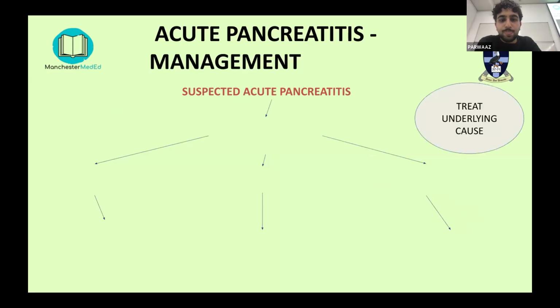So management, always treat the underlying cause, like with bowel obstruction, and there's always an underlying cause. It doesn't just get inflamed for no reason. So you need to figure out what's actually causing the pancreatitis. Okay. But as a general rule of thumb, these patients always need to be catheterized, okay, because they can go septic very easily, and you need to monitor their urine output very accurately. And the best way to do that is to put a catheter in. Okay. So always put a catheter in these patients.